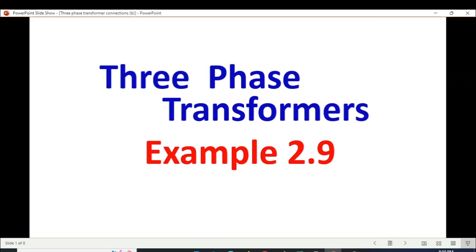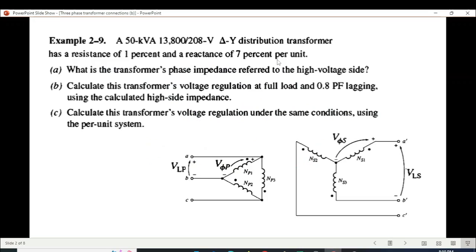Bismillahirrahmanirrahim. This video is about three-phase transformers, and here primarily I'll be discussing example 2.9. So straight away head to the example. A 50 kVA 13800/208 volt delta-wye distribution transformer has a resistance of 1% and a reactance of 7%, and we have to find these three questions.